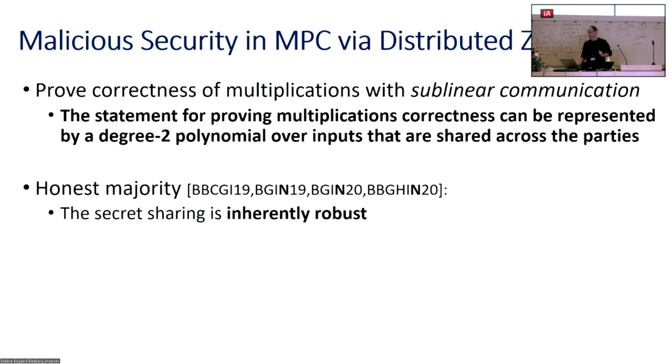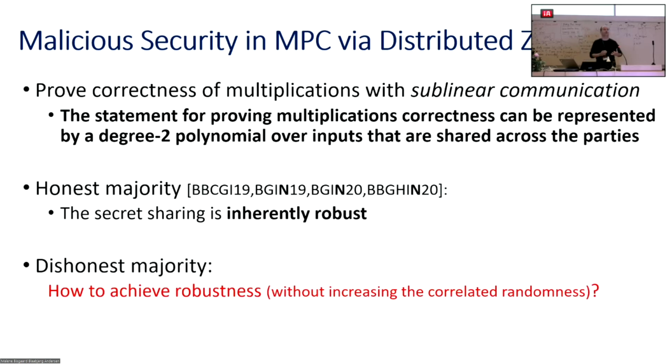And indeed, in the honest majority setting, this tool was used to achieve malicious security with sublinear additive overhead, relying on the fact that the secret sharing in the honest majority setting is inherently robust, right? The honest parties themselves can reconstruct each secret. However, when we move to the dishonest majority setting, the main question is how to achieve robustness without increasing the amount of correlated randomness.